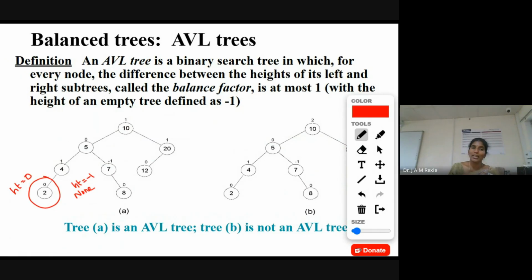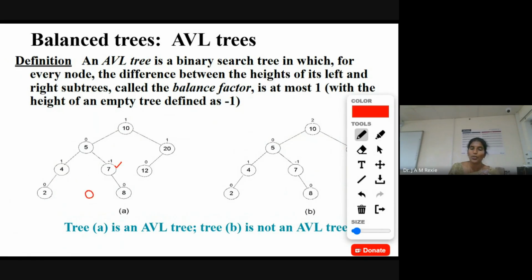Hence, the balance factor will be the height of the left, which is 0, minus the height of the right, which is minus 1. Hence, we are getting the value as 1. Otherwise, we can simply understand that the left side is heavier than the right side. Hence, it is having positive 1.